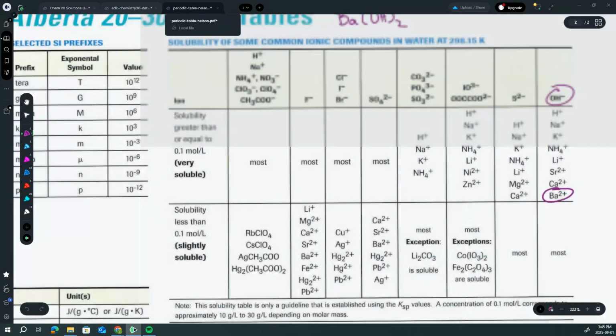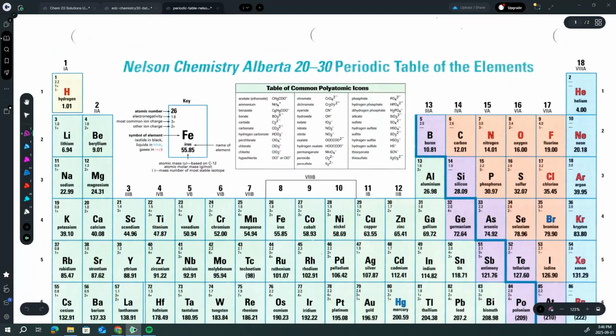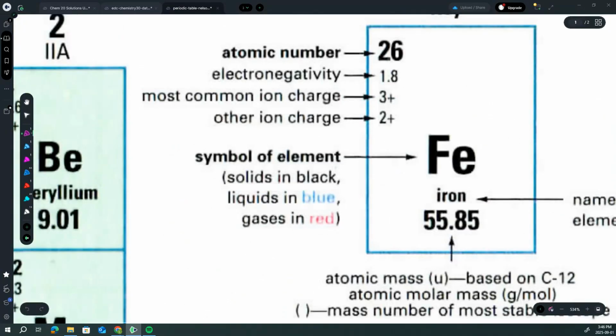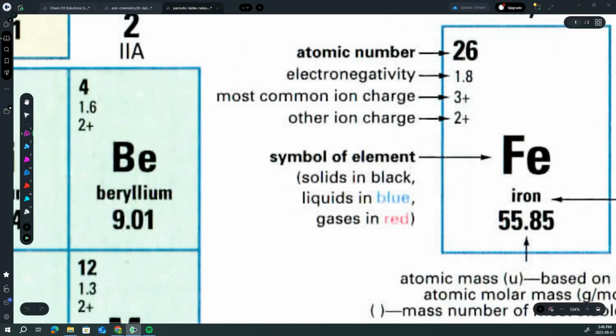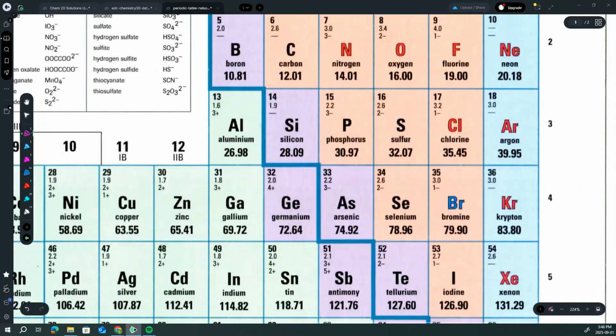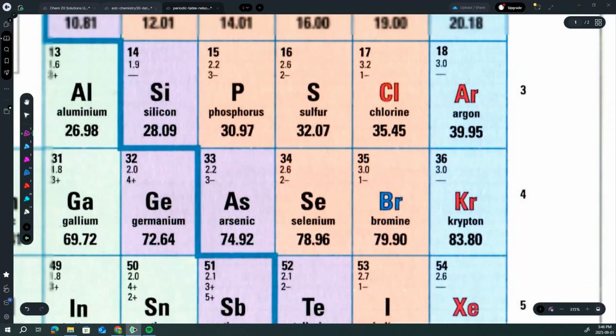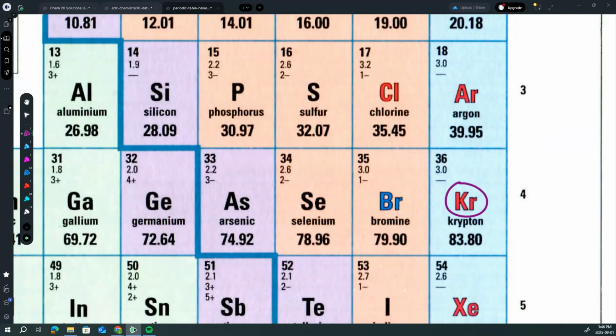If you wanted to check out the Nelson periodic table, it's got a slightly different system, but it does say what its system is. For solids, the symbol is going to be black. For liquids, the symbol is going to be blue. So for example, let's find bromine. The symbol is blue, indicating that it's a liquid. And then gases are going to have the symbol in red. So that's how you tell with either periodic table.